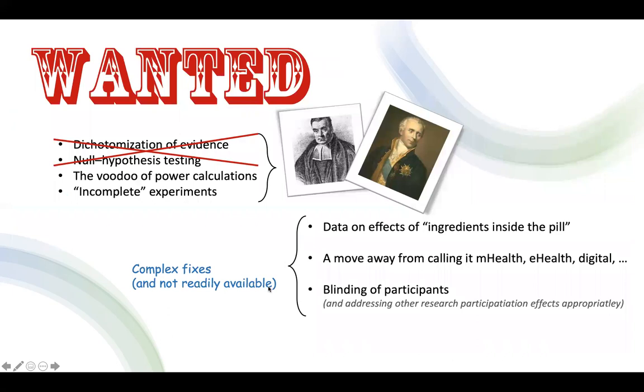Yes, we've solved the first two, dichotomization of evidence and null hypothesis testing, right? I haven't solved anything. Bayes and Laplace solved this a long time ago. And to be honest, there's absolutely no reason to do dichotomization of evidence or null hypothesis testing. We have the tools available to us to do it in a much better fashion. And I'll also solve the next two, the voodoo power calculations and incomplete experiments.